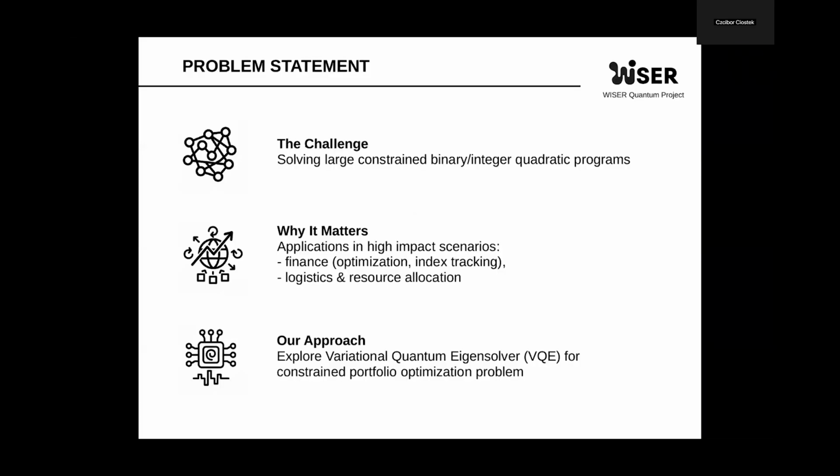Classically, solving large constrained quadratic problems, especially with binary or integer variables, is NP-hard and scales poorly. Portfolio optimization is a prime example. It quickly becomes intractable for traditional solvers as constraints and size grow. These problems show up in finance, resource allocation, and logistics, where better solutions have major real-world impact. Efficient hybrid algorithms, like the VQE, could help tackle them faster or more effectively on near-term quantum hardware. And in this work, we explore quantum optimization for constrained portfolio optimization, formulated as a binary quadratic problem with linear constraints, or QUBO with penalties.